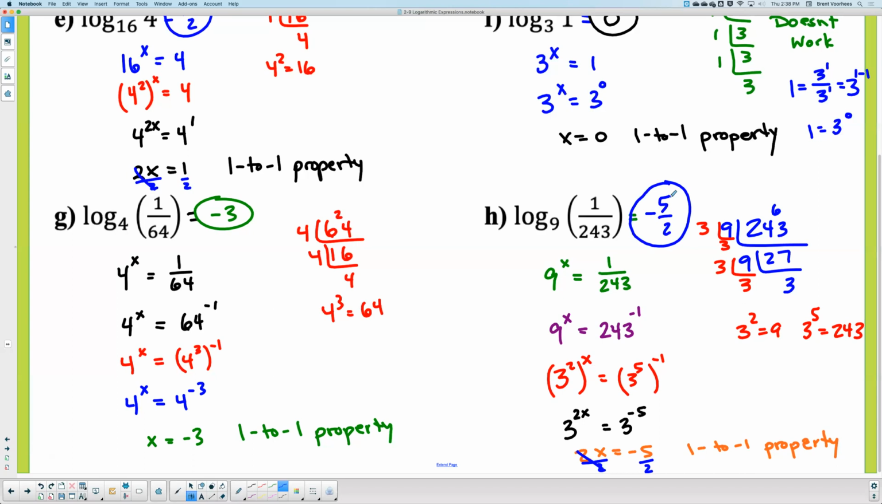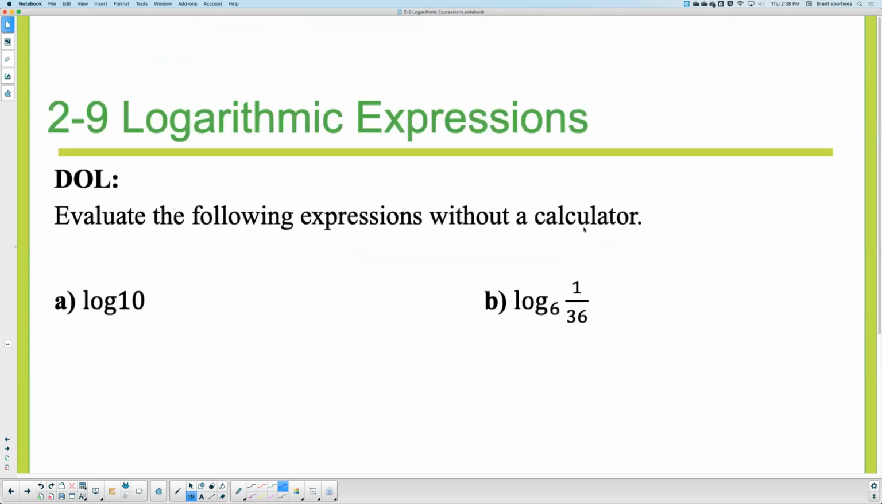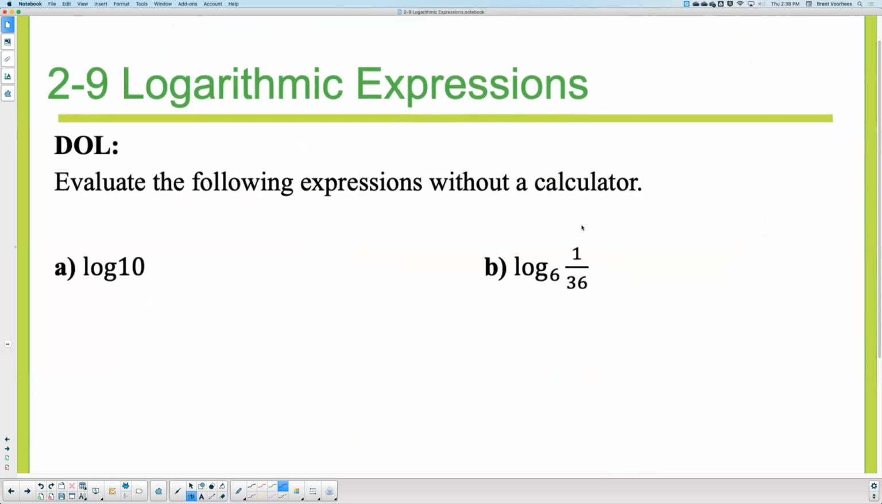Now, that was a lot there in that slide. Just got to see a lot of different tricks. With that, we're going to lead into your next section of DOLs. I'll let you evaluate these two.